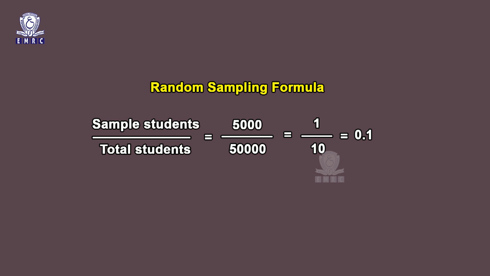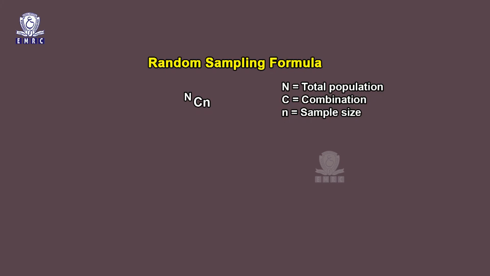That is equal to 0.1. We can define a simple random sample, or simply a random sample, from a finite population as a sample which is chosen in such a way that NCn, where N is equal to the total population, C is the combination, and small n is the sample size, so NCn possible samples have the same probability of 1 by NCn of being selected.